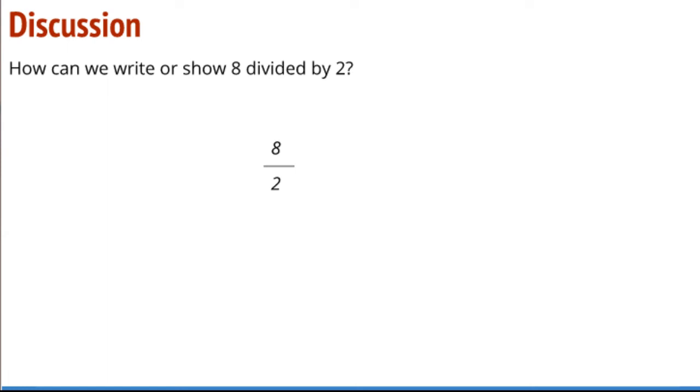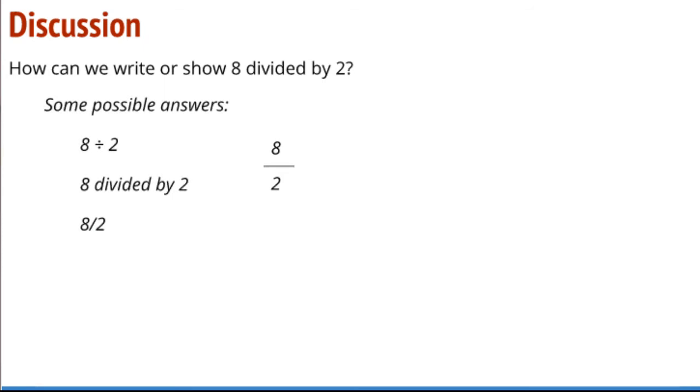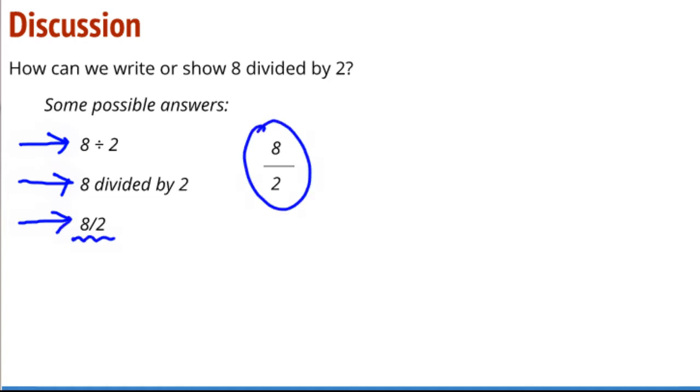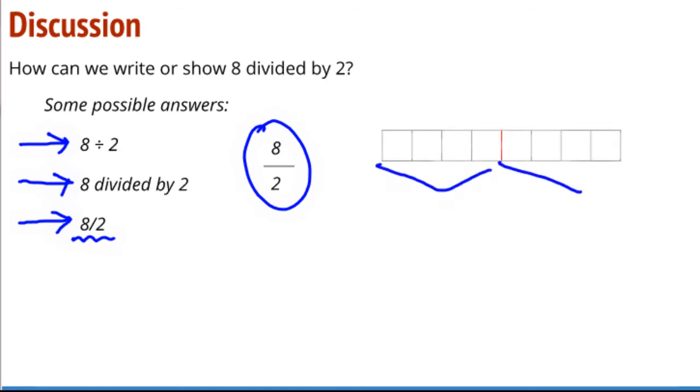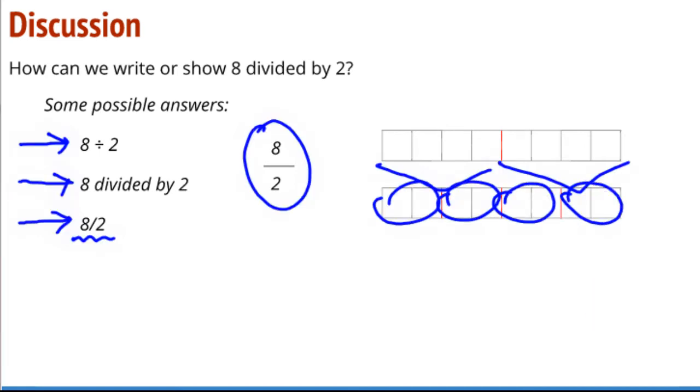Alright, so we have some ways we can write 8 divided by 2. I obviously missed an animation there. So pause and think, what are some different ways you can show or write 8 divided by 2? And here are a few possible answers. Got the traditional form here. We've got it written kind of in words. This is a fraction form, and this is also a fraction form. And we could also model it: 8 split into 2 groups, or 8 split into groups of 2. So we have models for our two meanings of division.